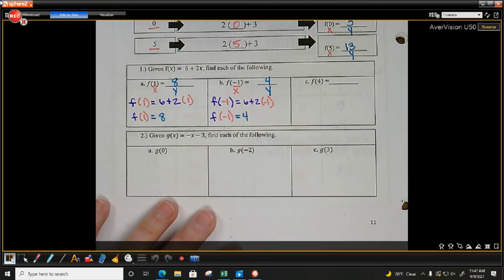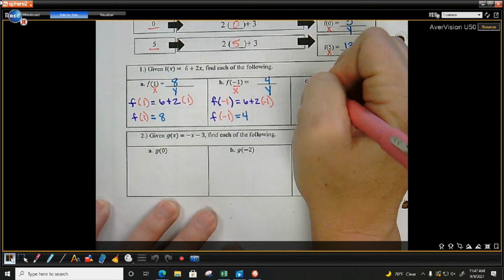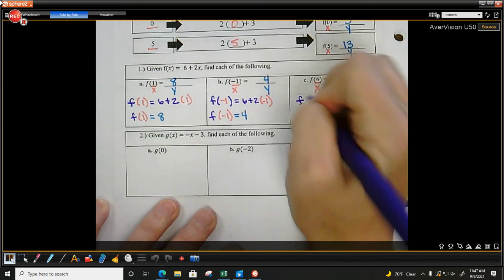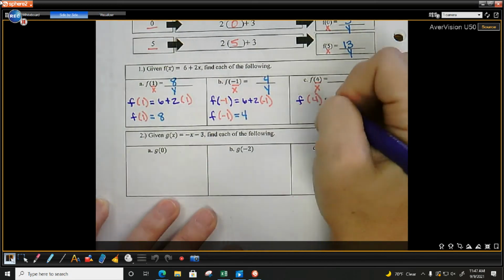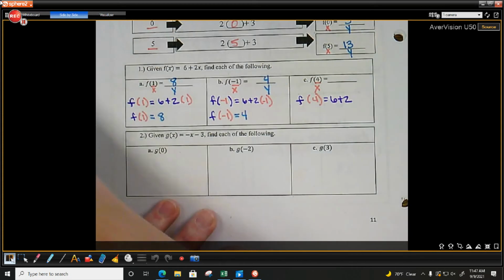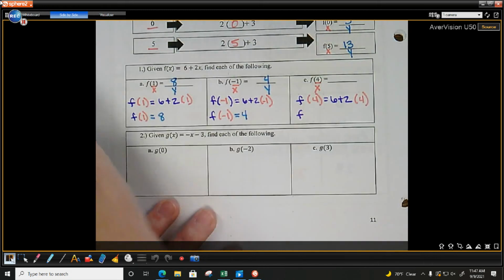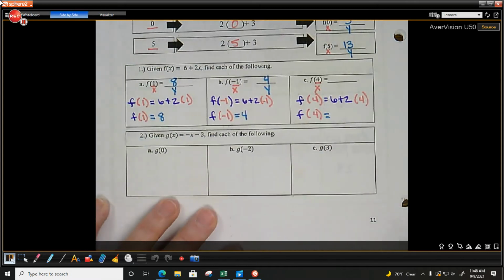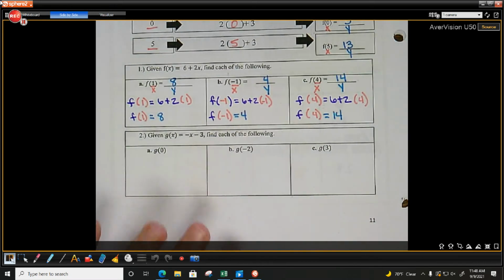Okay. Last one of these. And then I'm going to be nice and I'm going to show you a trick. So f of 4 equals 6 plus 2 times 4. So f of 4 equals 14. And that's your y.